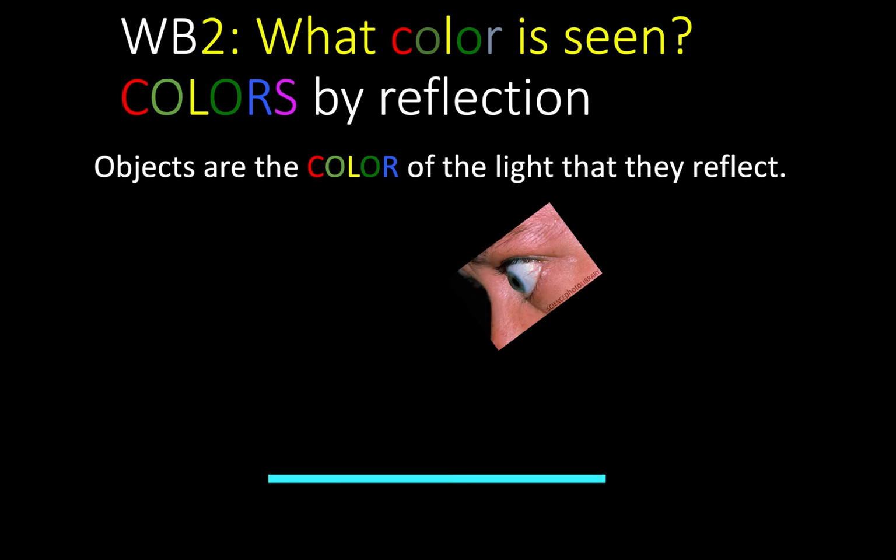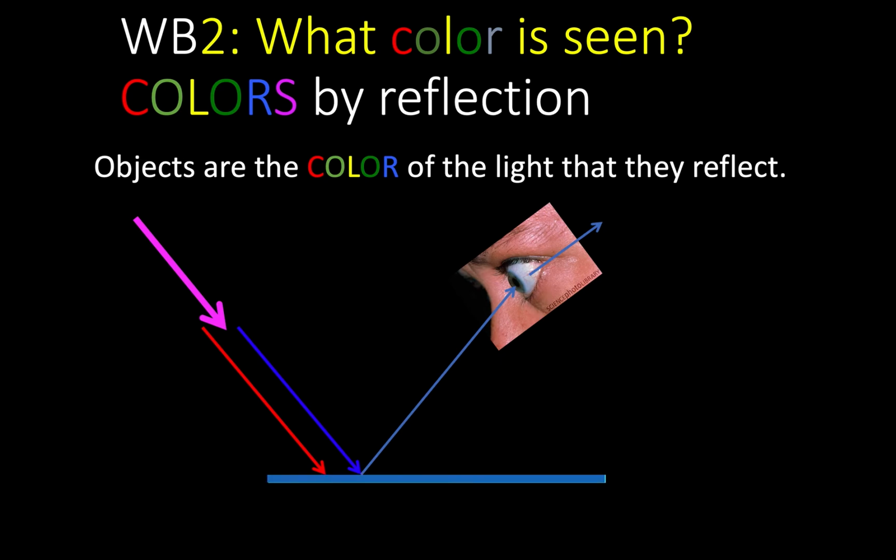Okay, same cyan piece of paper. If magenta light is available, remember magenta is red and blue mixed together, well, this cyan object reflects blue and green as long as there's blue and green light available and absorbs red. So the red gets absorbed, the blue gets reflected, so the paper would look blue in magenta light, because there is no green light to reflect to make it cyan.